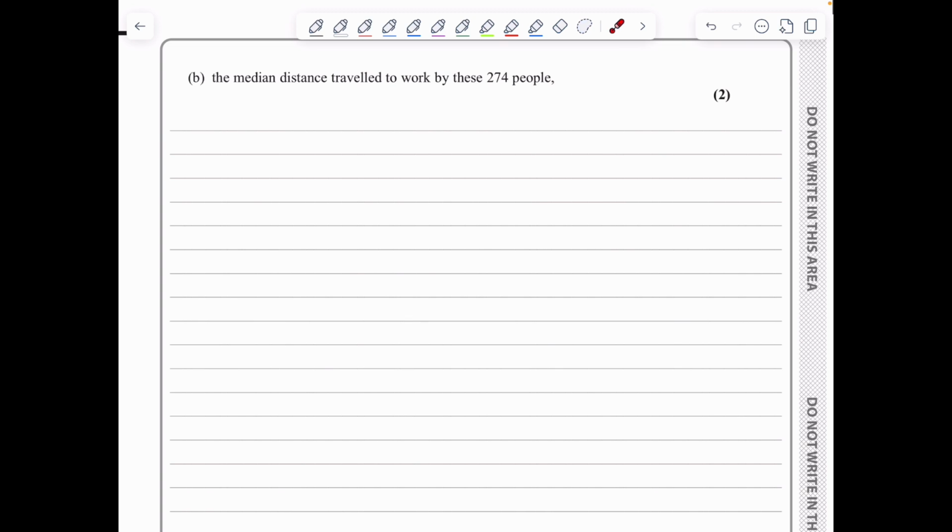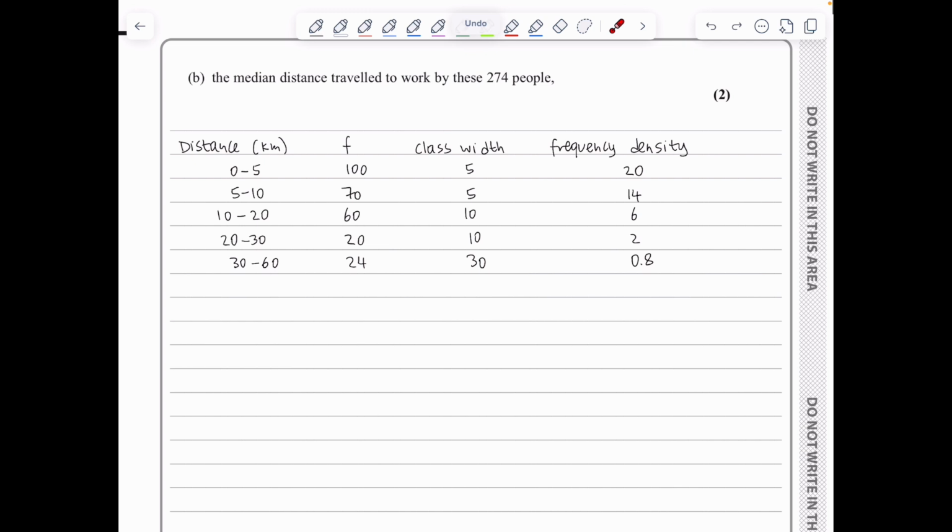In part B, we need to find the median distance traveled to work by these 274 people. Here's the frequency table we had from part A. I will add an extra column at the end for cumulative frequencies, so I'm adding up frequencies. So I start with 100, I'm adding 70, I'm at 170, then another 60, I'm at 230, another 20, we're at 250, and finally 274, which is the total frequency.